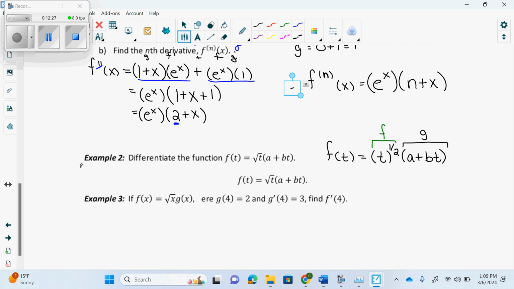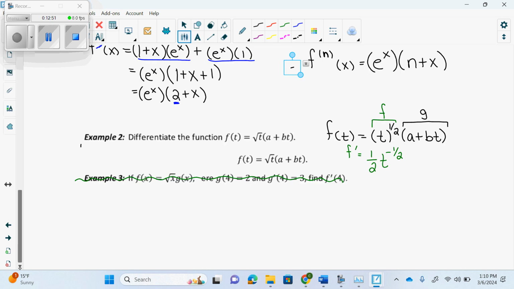All right. So f prime is what? If f is t to the 1/2, what is f prime? 1/2 t to the -1/2. Ignore this for now. Do not cross yours off. I'm just doing this so I can actually do the work. Do not cross yours off. You're doing this on a separate sheet of paper, like I said.